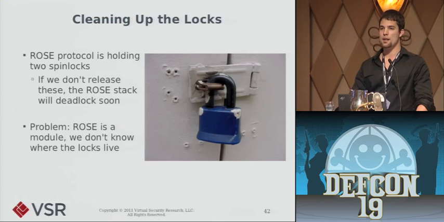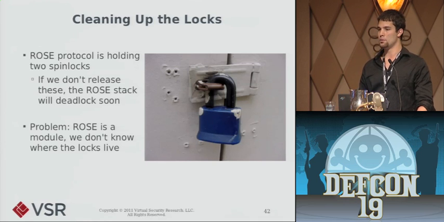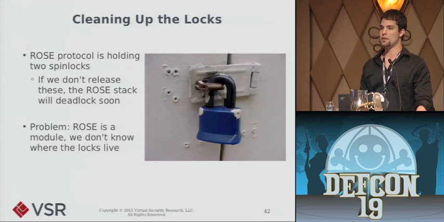The first bit of cleanup I needed to do has to do with some locks. At the time of the exploit, the ROSE protocol was holding 2 spin locks just for mutual exclusion purposes. And if we just carried on as if nothing happened, then the ROSE stack would actually deadlock and the kernel would lock up. The problem here is these spin locks live inside the ROSE kernel module, which is loaded at runtime, so we don't actually know where it is.